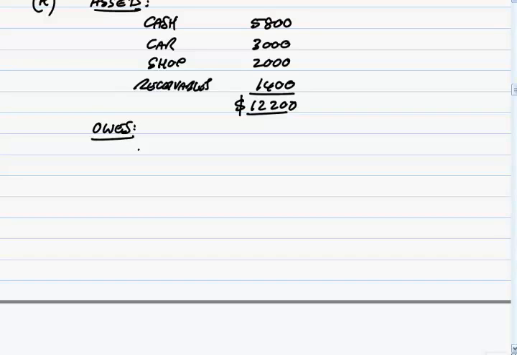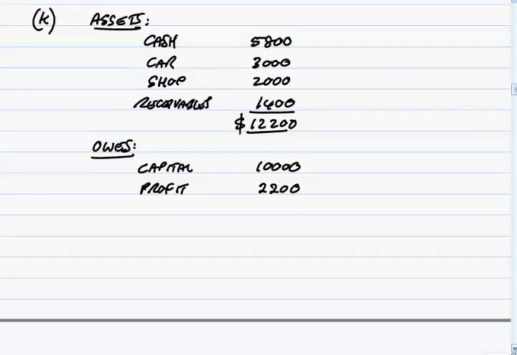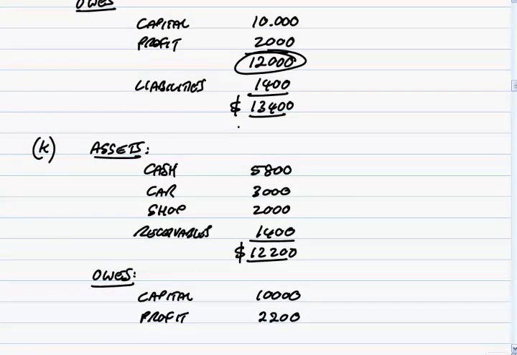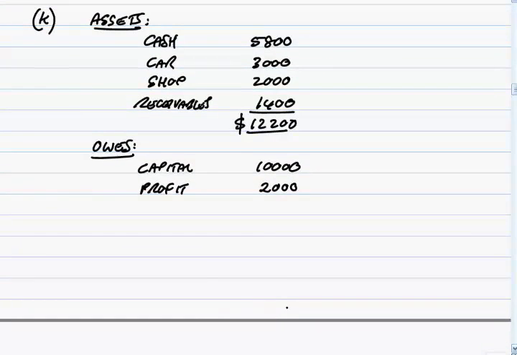The other effect, well, surely, what was the owner owed? The owner was owed the original 10,000. In addition, we know the business has made a profit of 2,200. So the owner was owed 12,200. I beg your pardon. The profit was only 2,000. Sorry. So, no, the owner was owed 12,000.